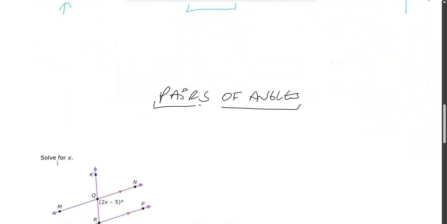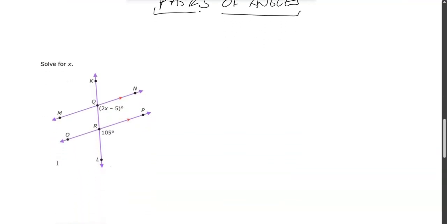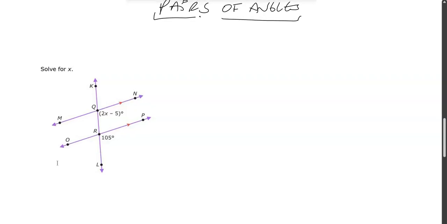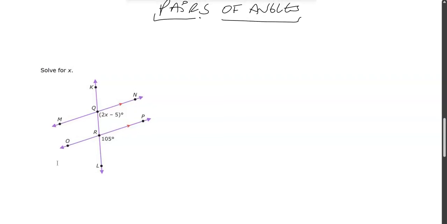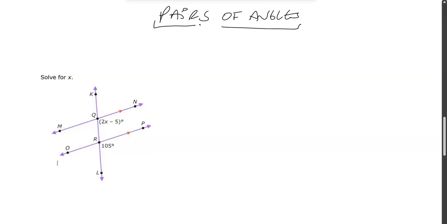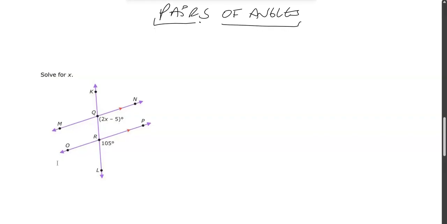After this, we're going to go into pairs of angles. So we have different pairs of angles: same side interior angles, corresponding angles, consecutive angles, and alternate interior angles. So my first step to solve this problem is to identify which kind of angles these are.